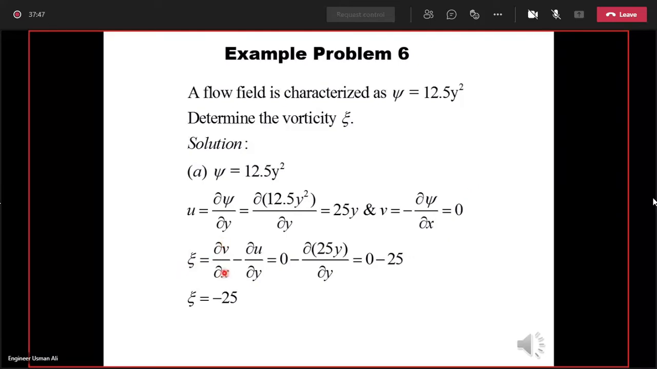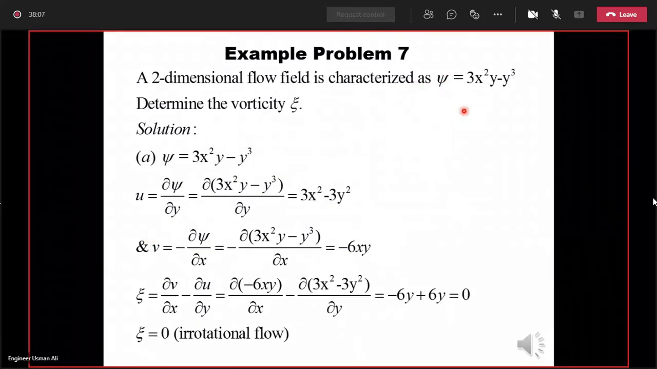Now we know vorticity is partial v over partial x minus partial u over partial y. Since v is 0, partial of 0 over partial x is 0. U is 25y, so partial of 25y over partial y is 25. So 0 minus 25 is minus 25. So this is the vorticity for this two-dimensional flow field.